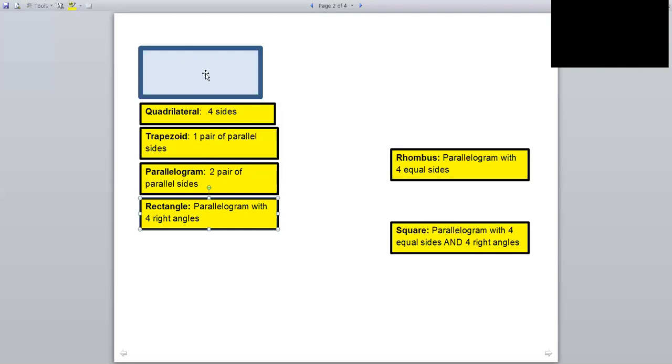Now, looking at our polygon, we've determined that this is a quadrilateral because it has four sides. It is also a trapezoid because it has at least one pair of parallel sides. By definition, we could also call it a parallelogram because it had two pairs of parallel sides. And last, we could call it a rectangle because it is a parallelogram with four right angles. Now, let's look at another example.